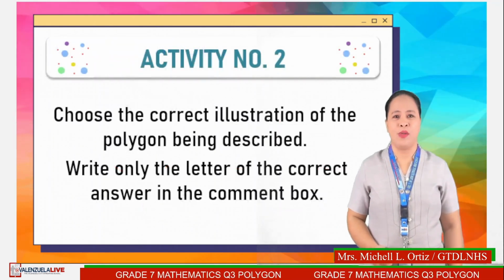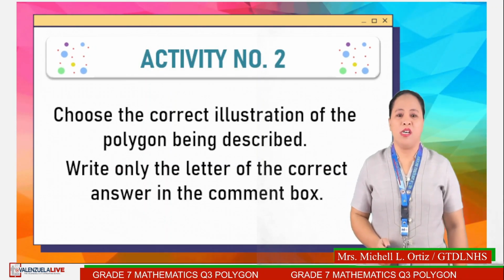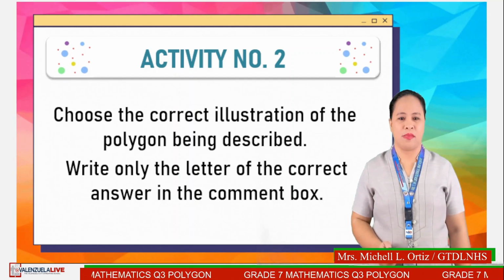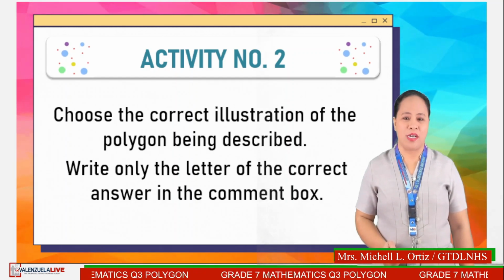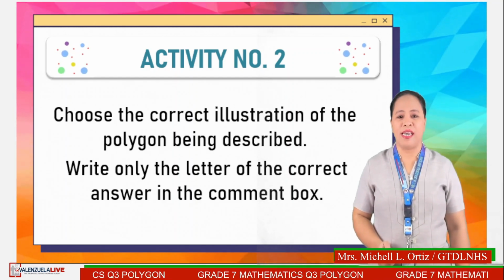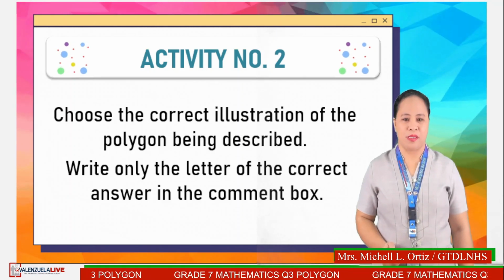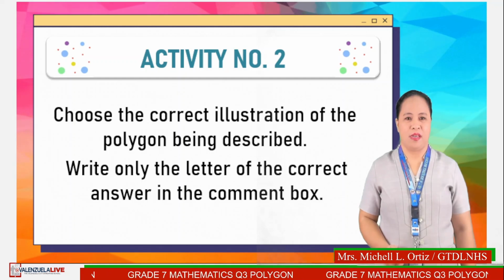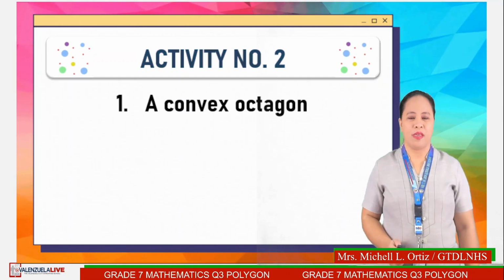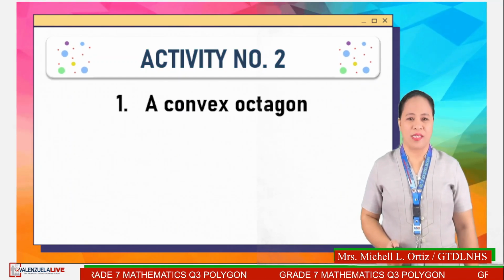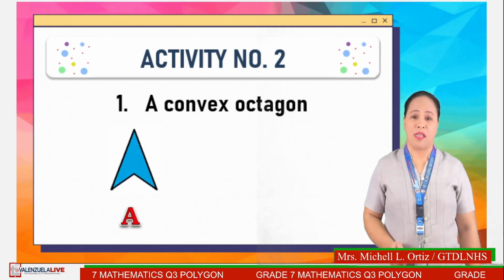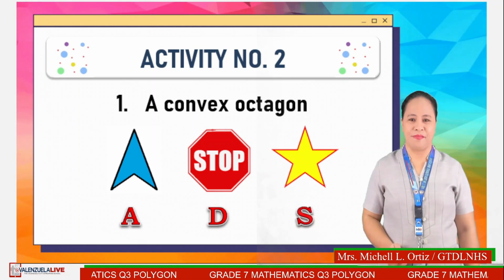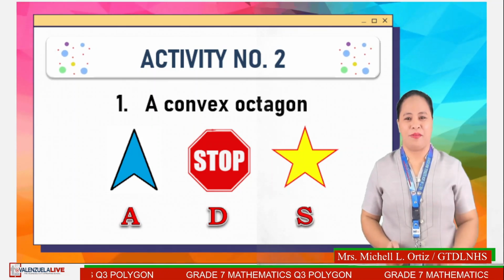Let us now proceed with activity number 2. Choose the correct illustration of the polygon being described. Write only the letter of the correct answer in the comment box below. You have 5 seconds to give your answer. Number 1. A convex octagon. Is it letter A, letter D, or letter S? 5 seconds, go!